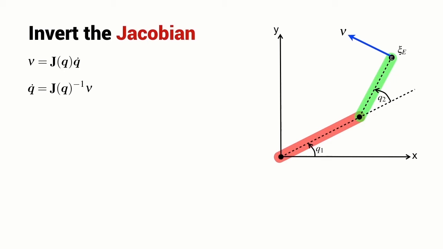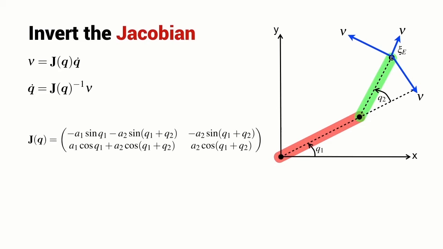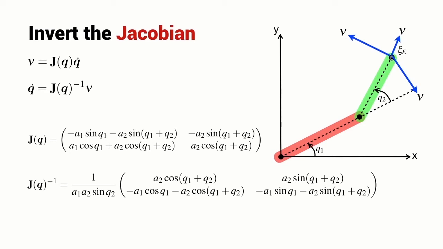And this is a very powerful thing. No matter what the end-effector velocity is, I can always work out a set of joint angle velocities that will give me that end-effector velocity. We previously worked out what the Jacobian matrix is for this simple two-link planar manipulator. And because it's only a 2 by 2 matrix, it's very easy to invert, and the inverse looks like this.